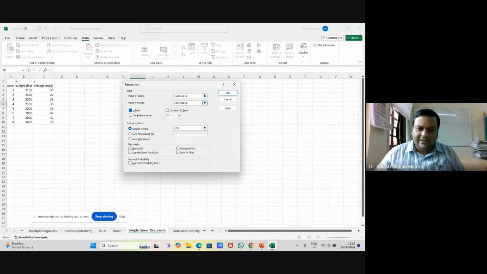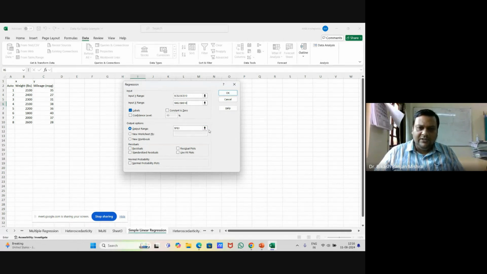The dollar sign is actually only freezing the element and nothing else. Then there are different things that will come. If you add label, that means the weight and mileage will be considered as label. If you have considered from 2100 to 2600, and if you have considered from 35 to 28, then the label need not be selected. If you include the heading of it, then only select the label. If you have not included the heading, then don't select the label.